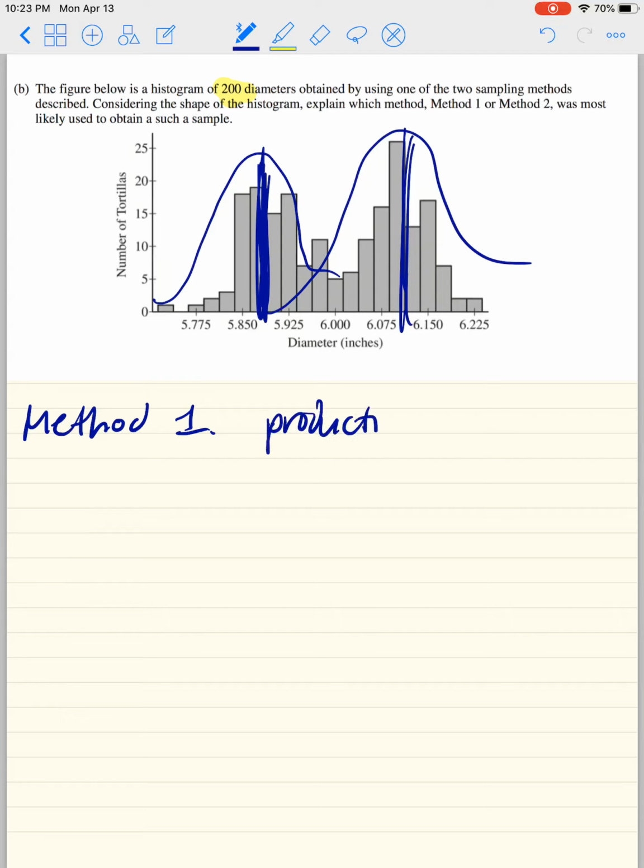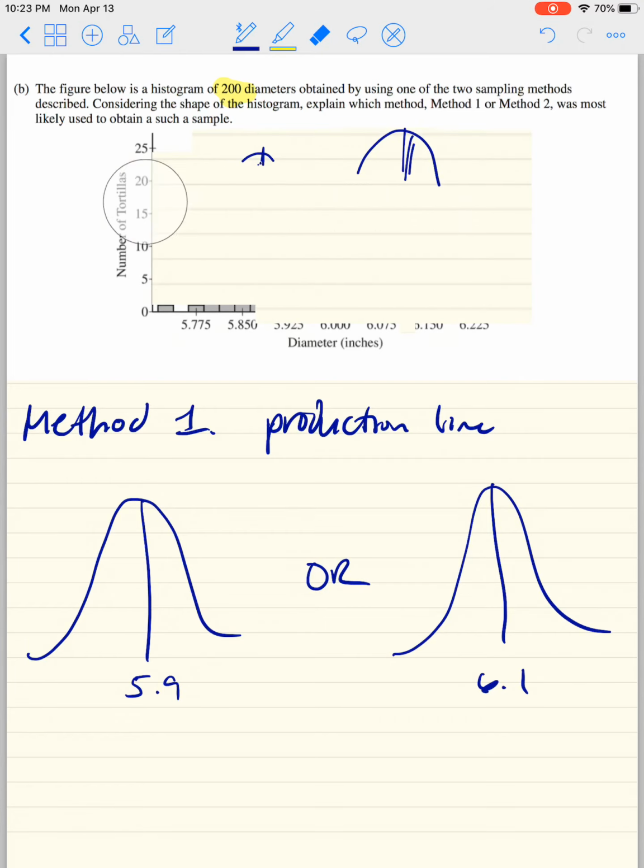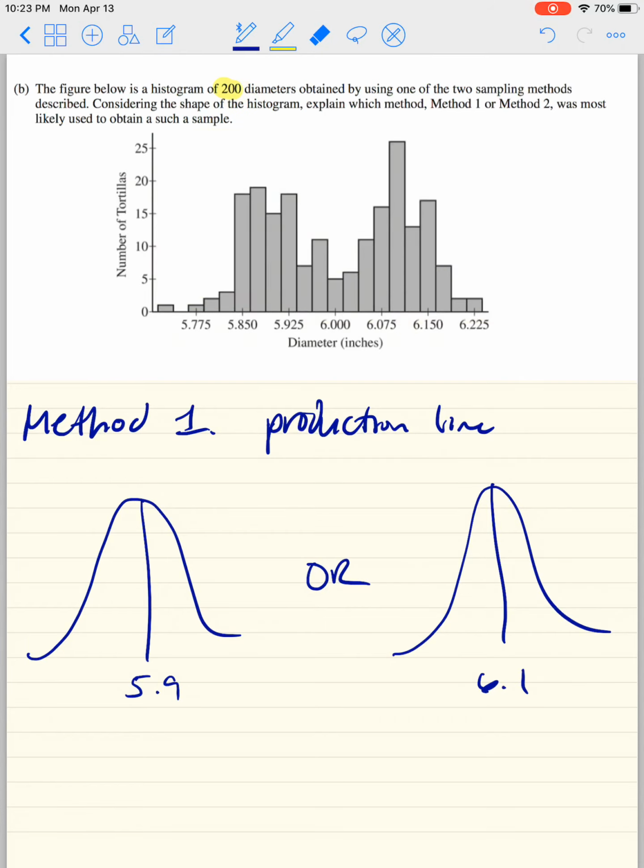Whereas if it was method 2, it would only be around one of them, okay? So I hope that I don't have to write all that down, but basically method 2 would be unimodal. It'll be approximately normal. Method 2 would be either this one or this one. So that's method 2. So this comes from method 1 because it took 200 tortillas from both of them. And so you're going to get a mixture of this and this.